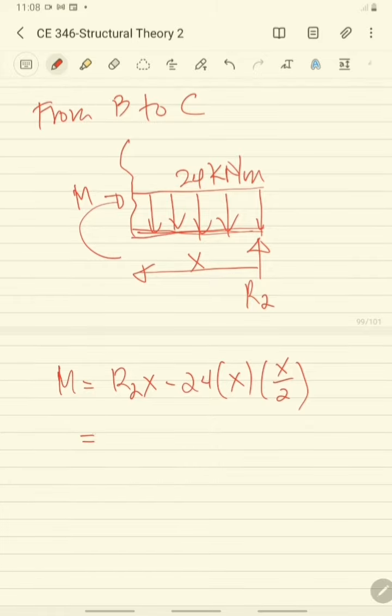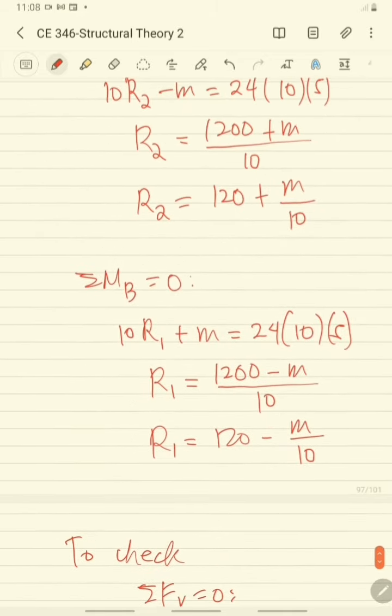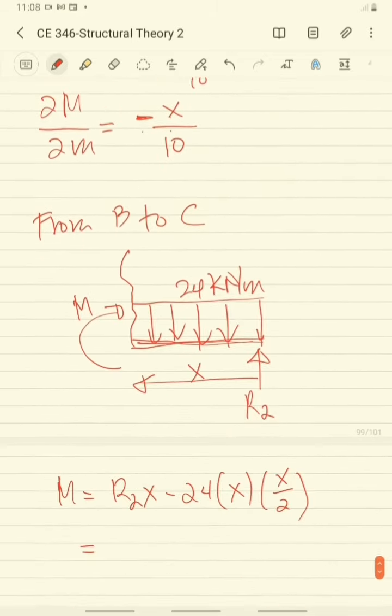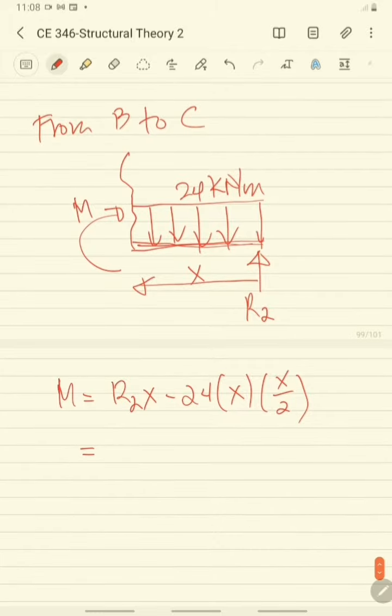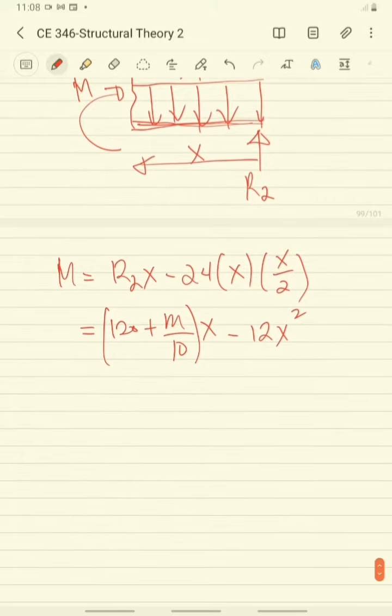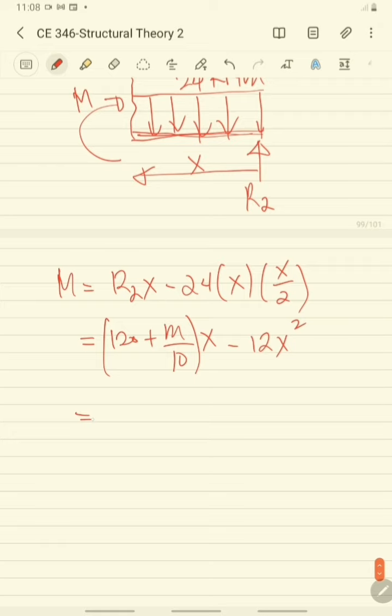Okay, so we have R2. R2 is 120 plus m over 10, times x, minus 12x squared. Okay, we can simplify this one. You have 120x plus mx over 10 minus 12x squared. So this is our moment.